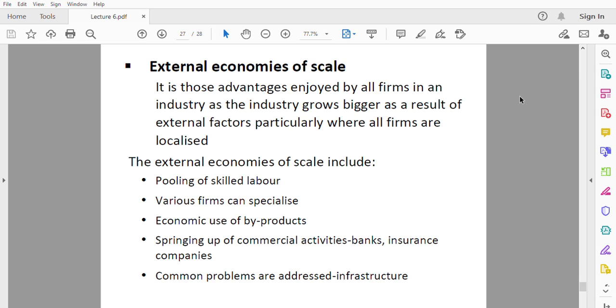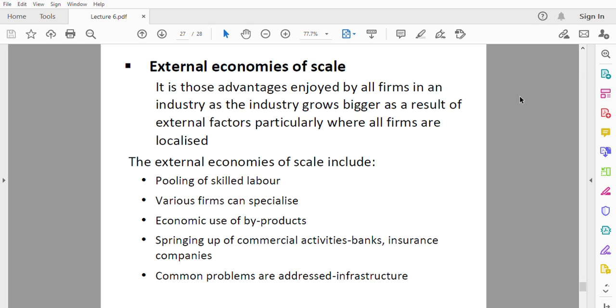The next is economic use of byproduct. When you are in an industry, sometimes the byproduct of one particular firm, which would have been thrown away, can be used by your firm also. Instead of you even buying it, it can be given to you for free. Valco gives their dross, I mean the byproduct of their metal, which they don't need, to Aluex, and Aluex uses that to produce roofing sheets.